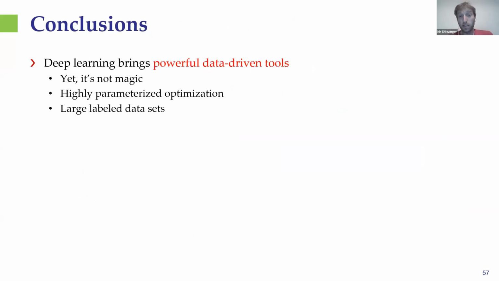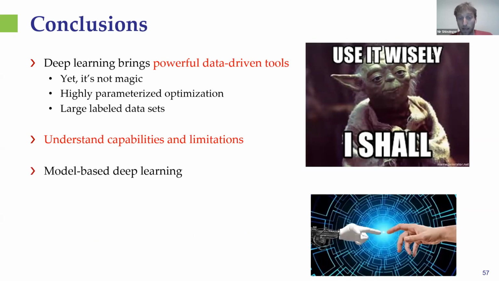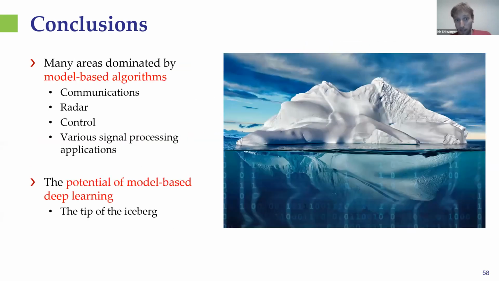I will, though, conclude this talk. So what we discussed is that, yes, we do have a very powerful toolbox, a data-driven toolbox, which is deep learning, and it brings forward data-driven tools. Yes, it's not magic. And especially in domains where we have a good level of domain knowledge, it makes a lot of sense to combine it into this hybrid paradigm of model-based deep learning, which provides various systematic frameworks for combining knowledge and data, for augmenting optimization algorithms, for improving optimization in terms of performance, convergence, and robustness.